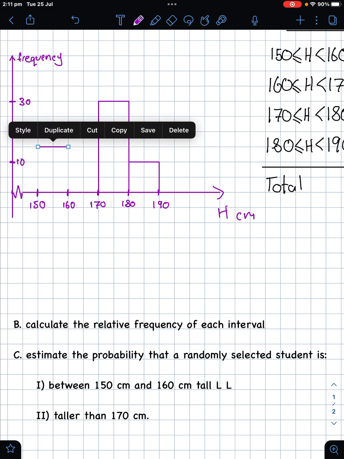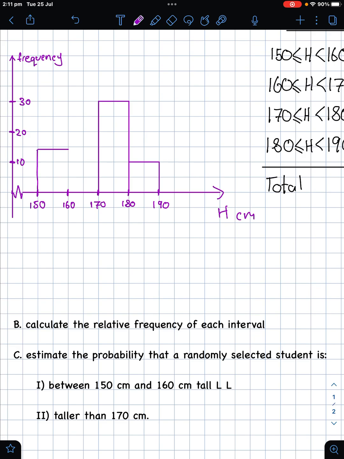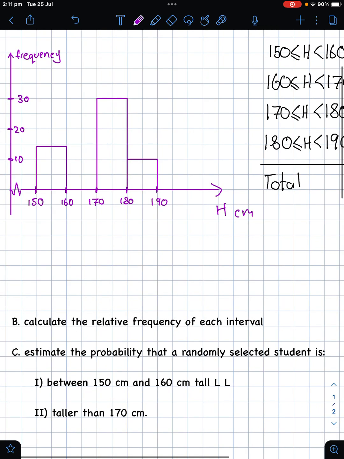I might have to zoom in a bit. So that's about 14 there. And now we've got 160 to 170 is 26, so that will be just above here.